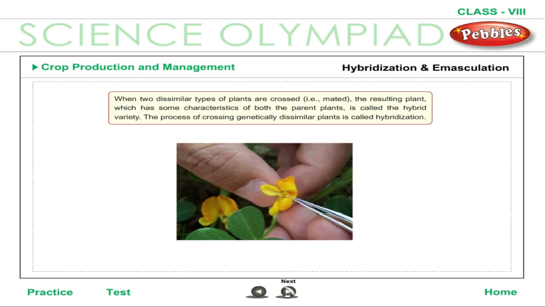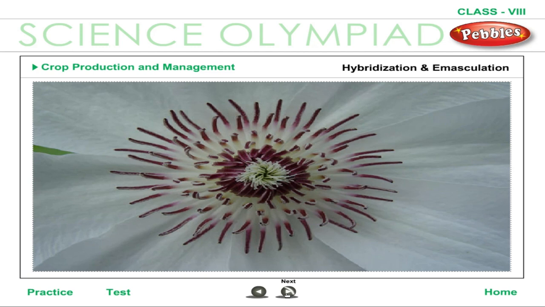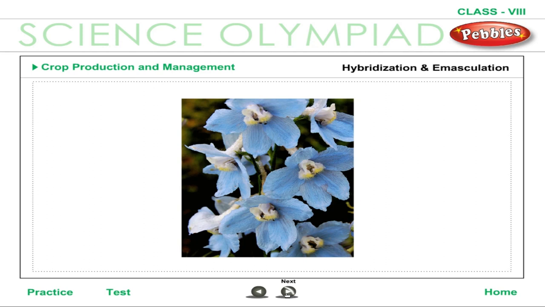In this technique, the anthers from flowers of one desirable variety are removed, that is, emasculated, to allow pollens from the second desirable variety of flowers to land on the stigma of the emasculated flowers. This process is continued for several generations to obtain a new variety of seeds called the hybrid variety, which possesses the desirable characteristics of both the parent plants.